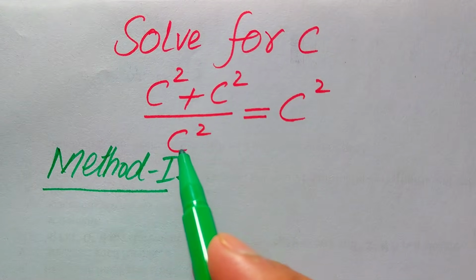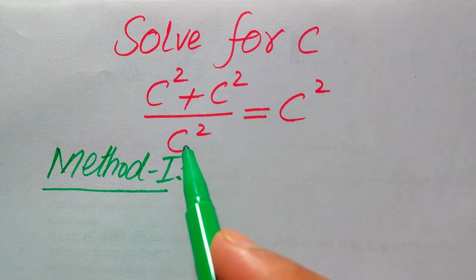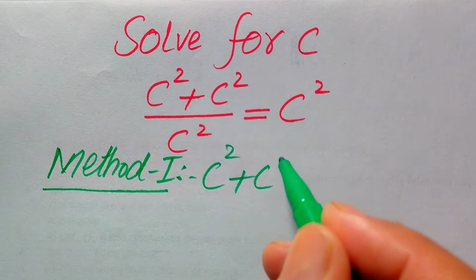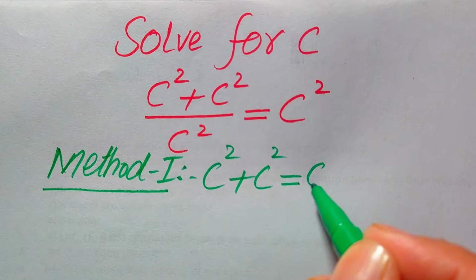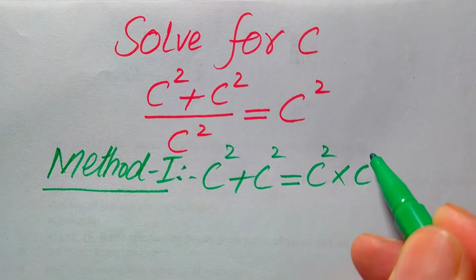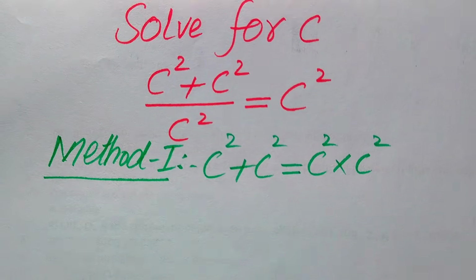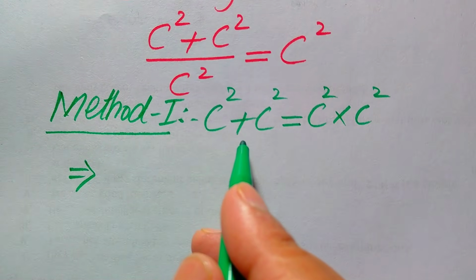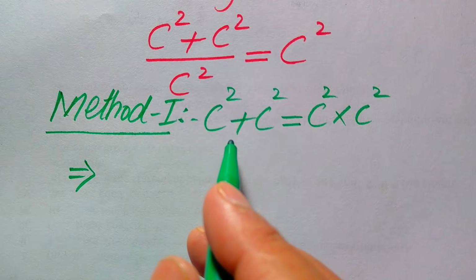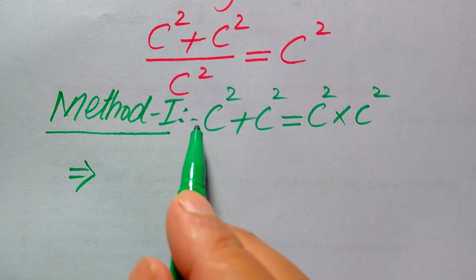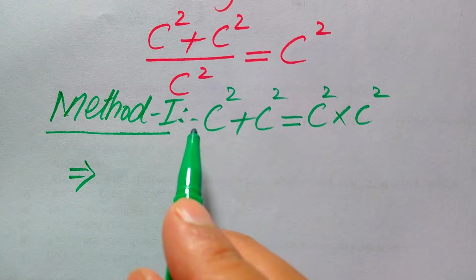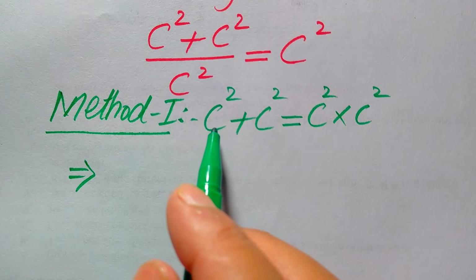In the first method, you see here this c square is divided on the left hand side. When we move it to the right hand side, it will be written as c square plus c square equals c square multiplied by c square. And now you see that these are two same terms which are added to each other, so it means that we need to add their coefficients. The coefficient of both of these two terms is 1.